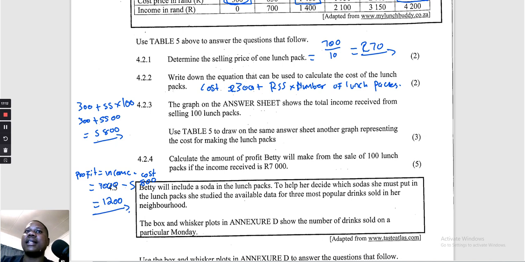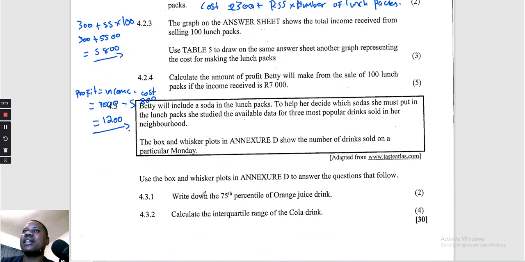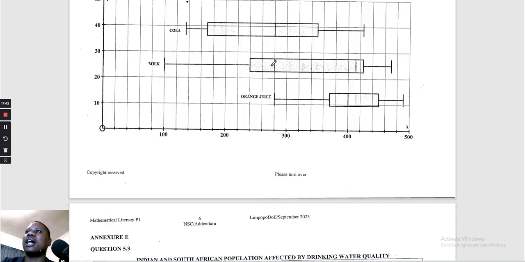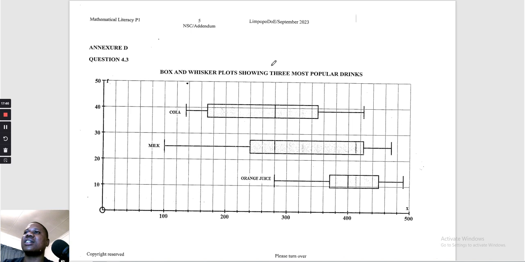Okay, then we continue. We go to 4.3. In 4.3 they say Betty will include a soda in a lunch pack. To help her decide which soda she must put in the lunch packs, she studied the available data for the 3 most popular drinks sold in her neighborhood. The box and whisker plot in Annexure D shows the number of drinks sold on a particular Monday. Let's go and look for that. There is the box and whisker there. Okay, starting to read now.